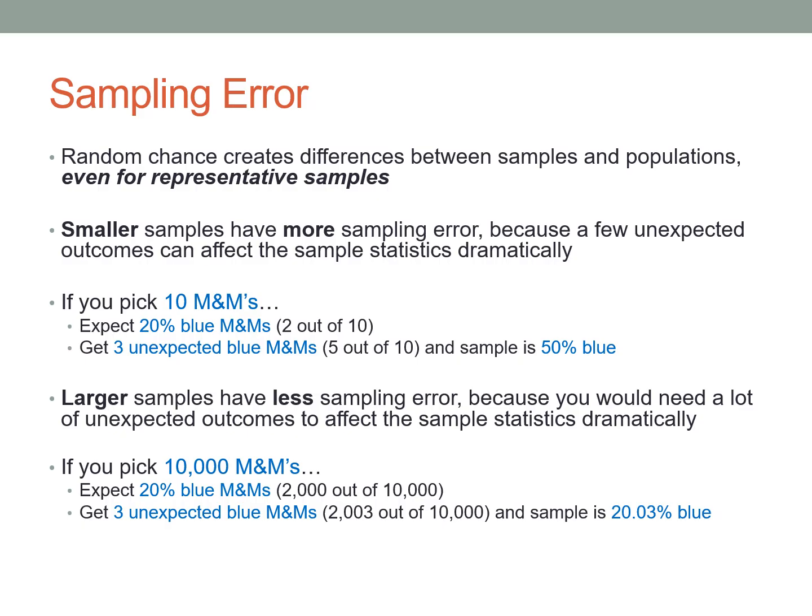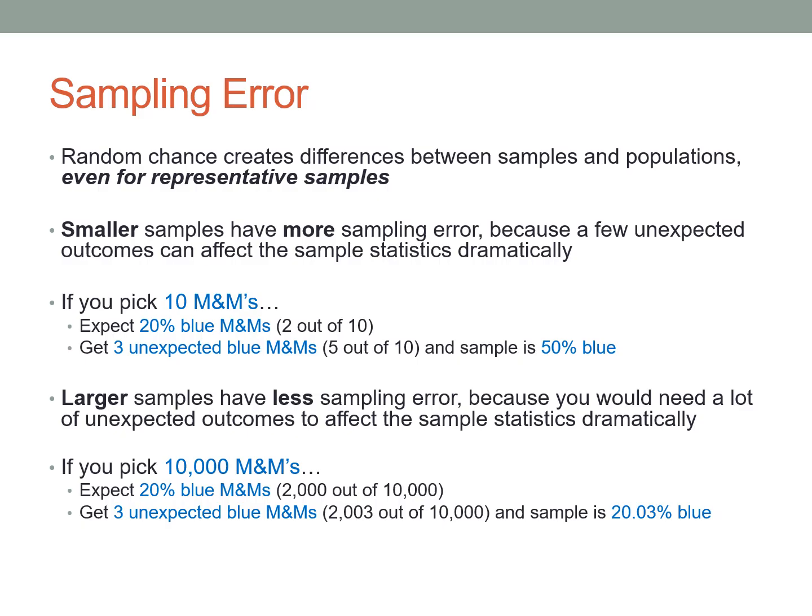And if I were to look at my large sample and say, well, my best guess for what the population looks like is 20.03% blue, I would be pretty close, because those 3 unexpected outcomes, which totally threw off my small sample, barely affected my estimate from my large sample, because they just kind of got overwhelmed by all of the expected outcomes that we got.